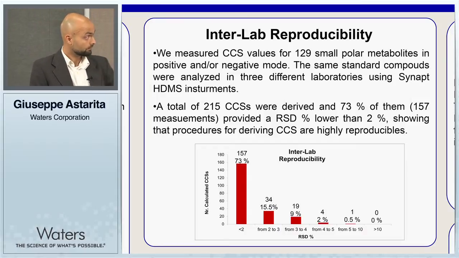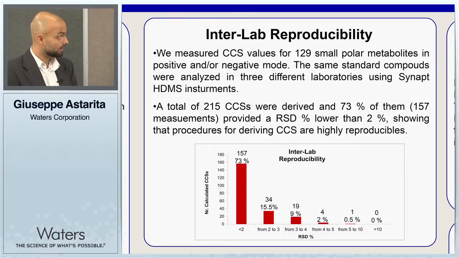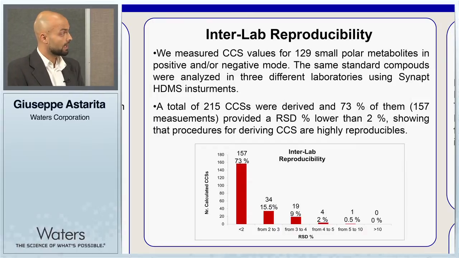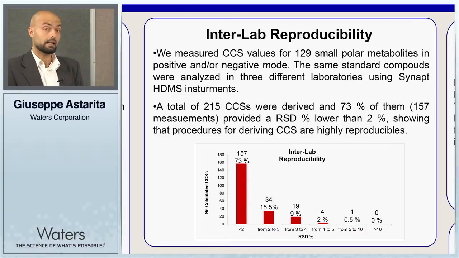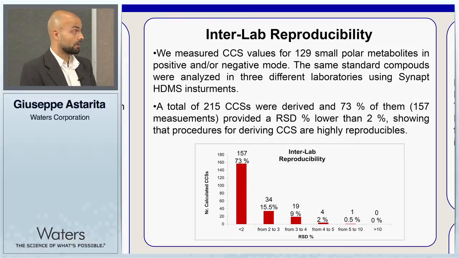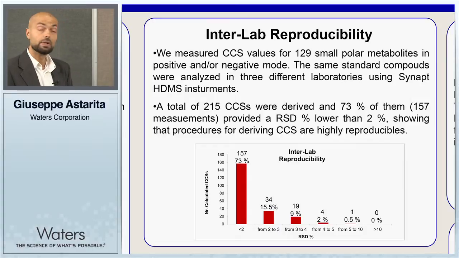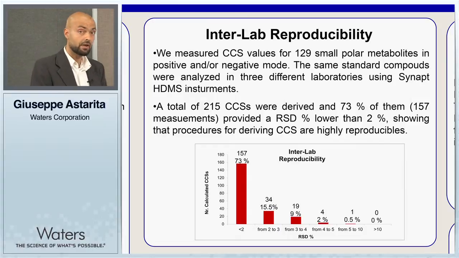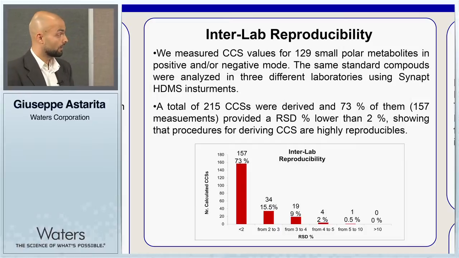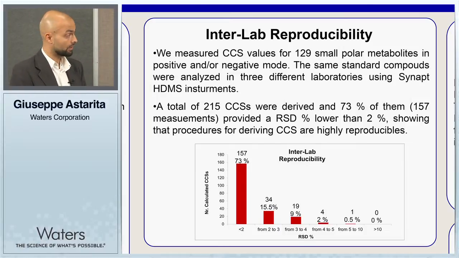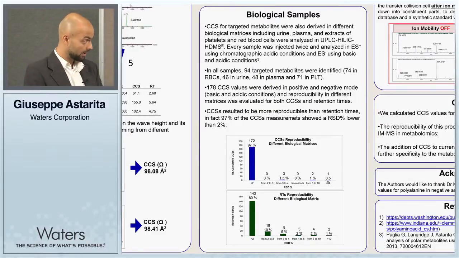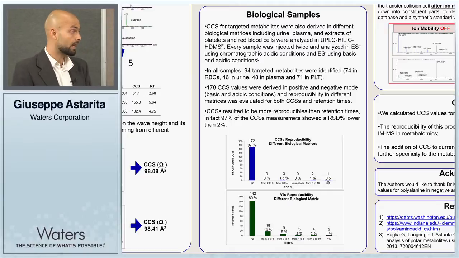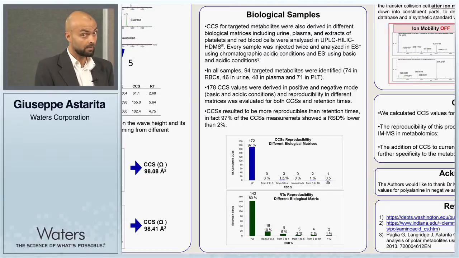As you can see in the panel interlab reproducibility, 73% of the calculated collision cross-section had lower than 2% standard deviation, while other 15% had a standard deviation between 2 and 3%, indicating a very high reproducibility in the measurement of collision cross-section. We measured collision cross-section not only using standards, but also using real biological samples such as urine, plasma, extracts from platelets, and red blood cells.